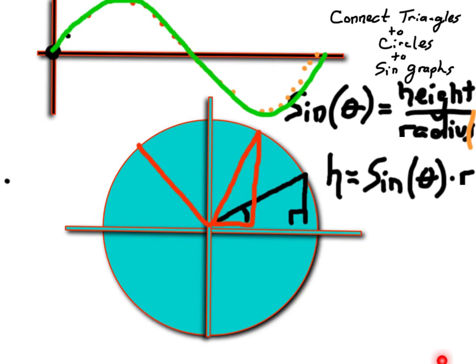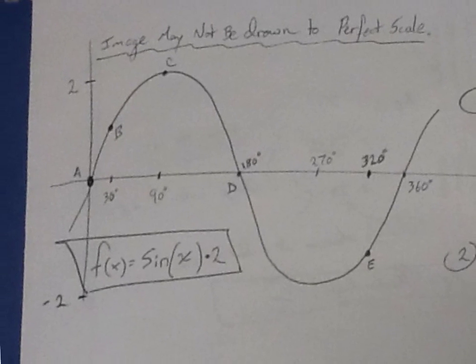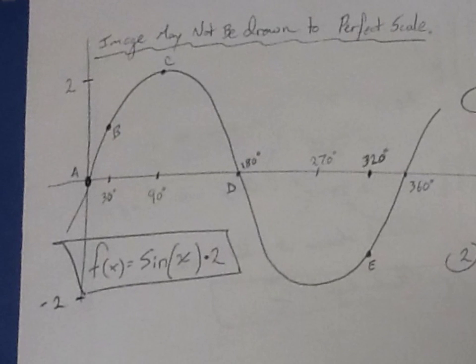So right now what I would like you to do is pause it, and because I didn't really draw it to scale, let me zoom in on it. This is the graph we're going to be looking at. And you have points A, B, C, D, E. Okay, there are 5 points there. Point B is at 30 degrees, point C is at 90 degrees, point D is at 180 degrees, point E is at 320 degrees.